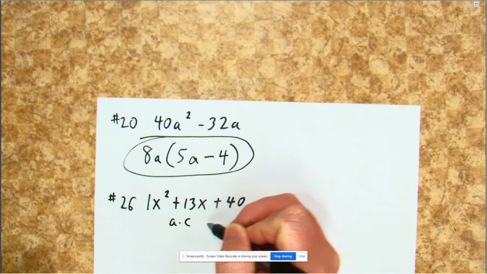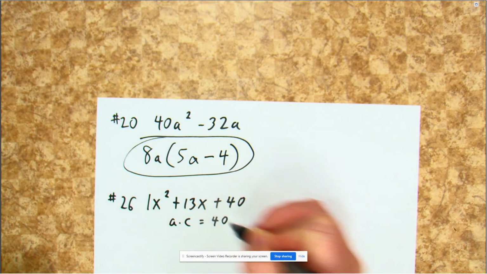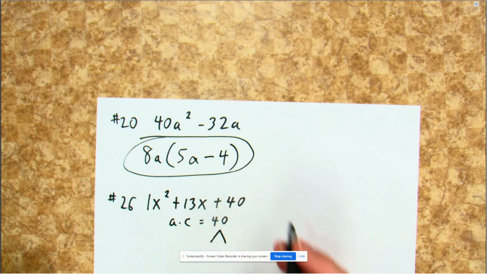So A times C is 40. Now my 2 magic numbers, I got to think of 2 numbers that multiply to 40 and at the same time add up to 13. If you kind of messed around with the calculator for a little bit, you'd be able to figure out that 8 and 5 are indeed those numbers. 8 times 5, 8 plus 5.